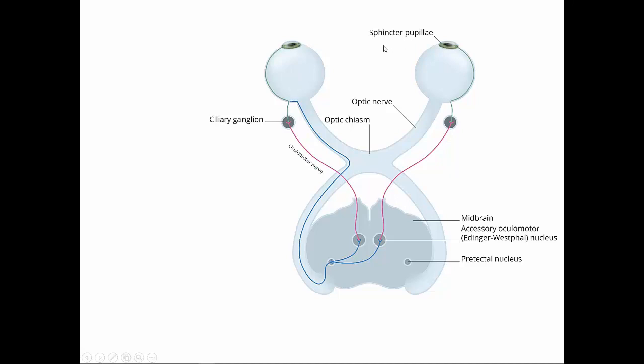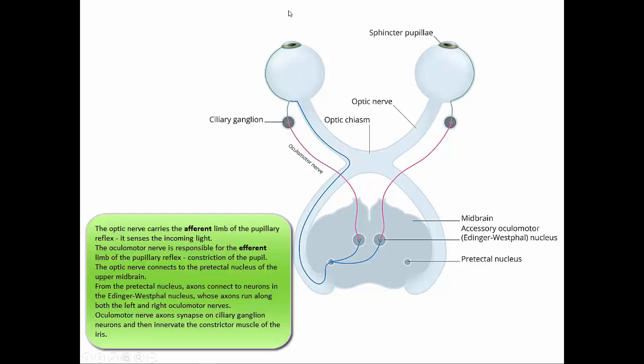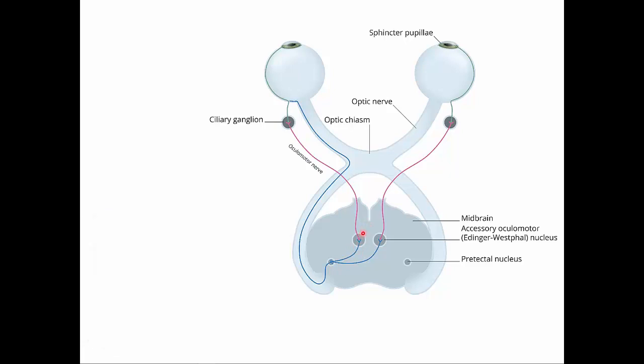So let's trace the course of parasympathetic fibers to the sphincter pupillae. We will have light coming in here and going all the way through the cornea and the lens and the anterior and posterior chamber of the eyeball, hitting the retina. There the signal gets transmitted to the brain. We have a relay at the pretectal nucleus and the Edinger-Westphal nucleus, and then we actually have the oculomotor nerve. It's going to be a parasympathetic fiber that's presynaptic, goes to the ciliary ganglion, synapses here, and then the postsynaptic parasympathetic fiber will lead to a constriction or contraction of the sphincter pupillae.